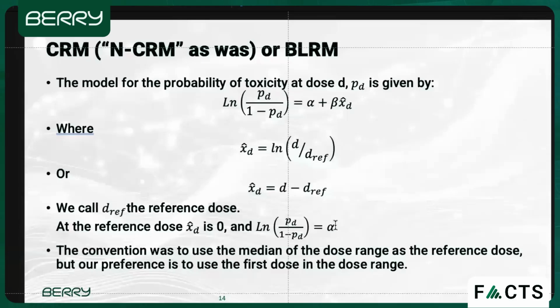That's the intercept. There is a convention that Neuschwander recommends in his paper, and that some people use, but we've moved away from, which is to use the median of the dose range as the reference dose. Our preference is to use the first dose in the dose range, for reasons we don't have time to go into here.